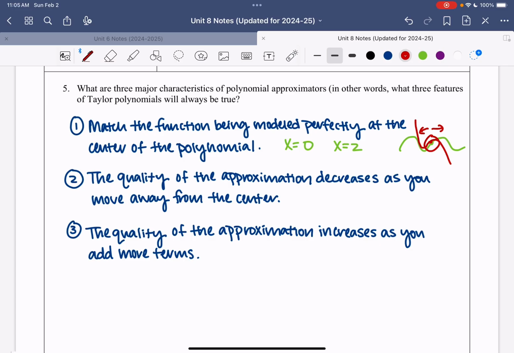Again, as I move to the left or move to the right, I see that it no longer matches my function perfectly. But we can increase the quality of the approximation by adding more terms. Great.